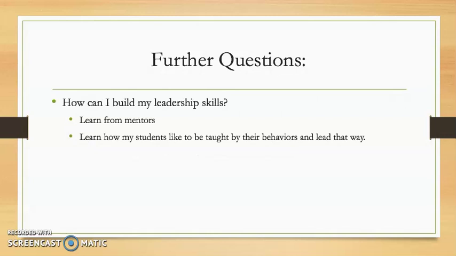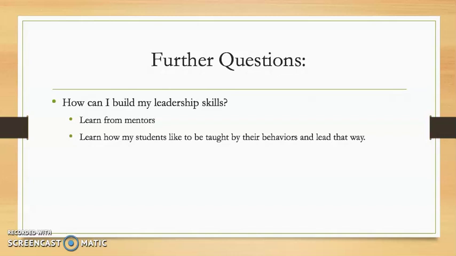And my last further question was, how can I build my leadership skills? So I put to learn from mentors, which I will learn as I go throughout the rest of my education. And also, even when I do have my future teaching job, I can learn from the teachers around me. And then learn how my students like to be taught by their behaviors and lead that way.